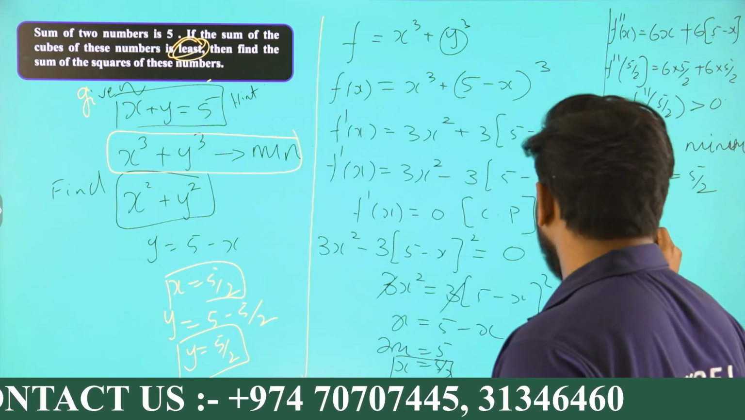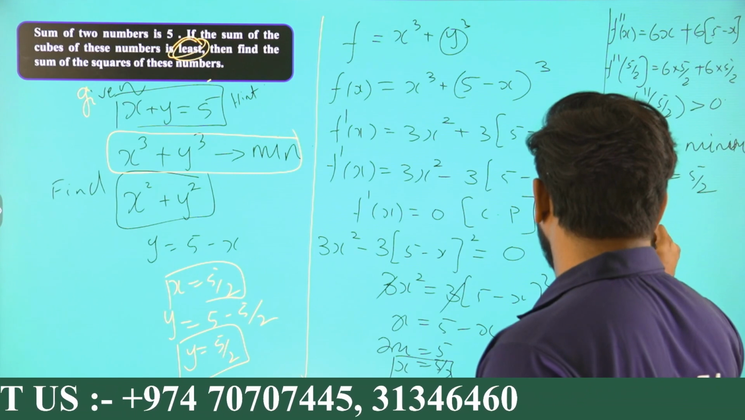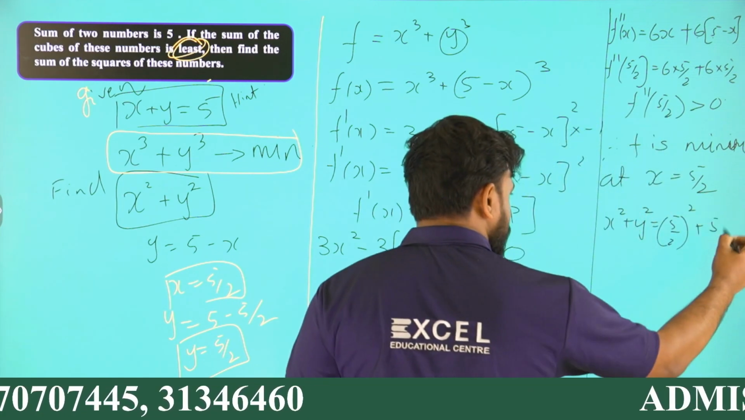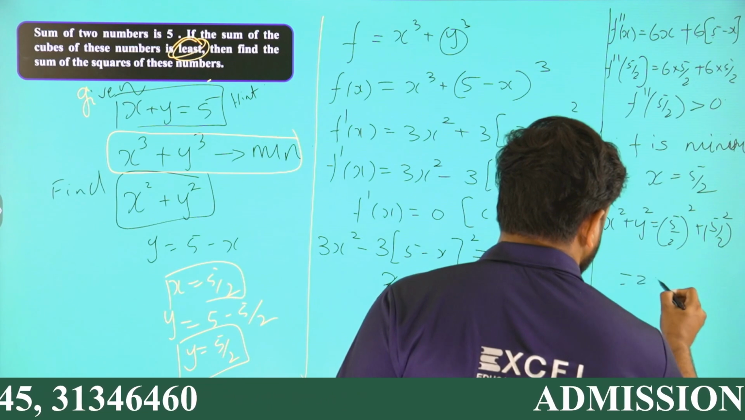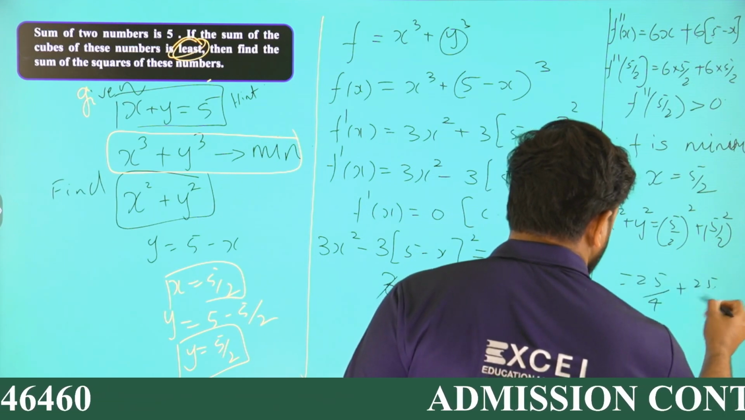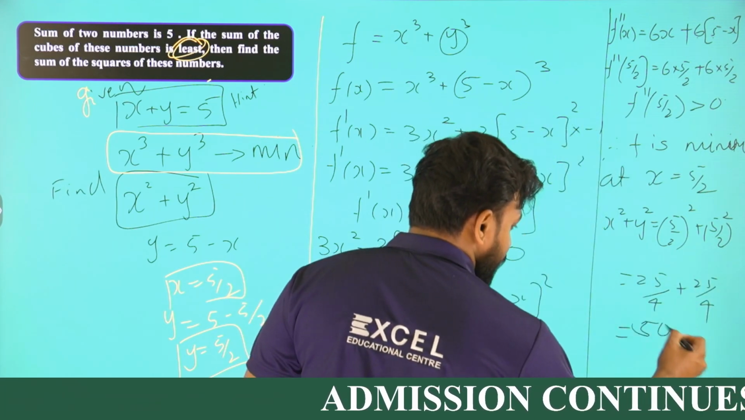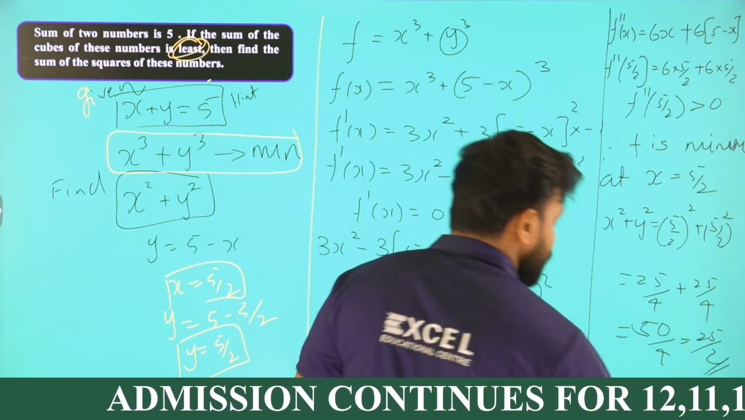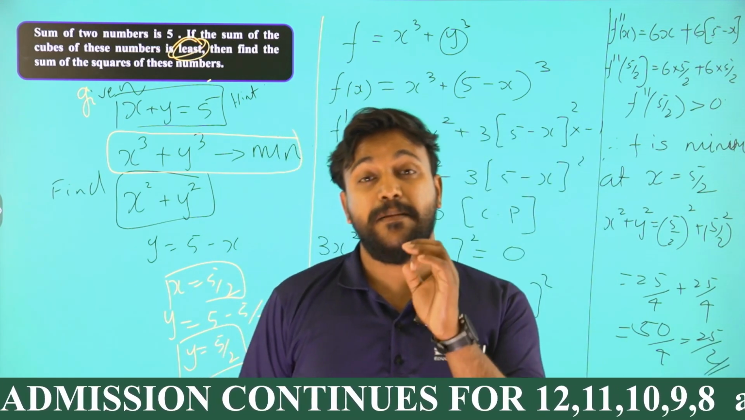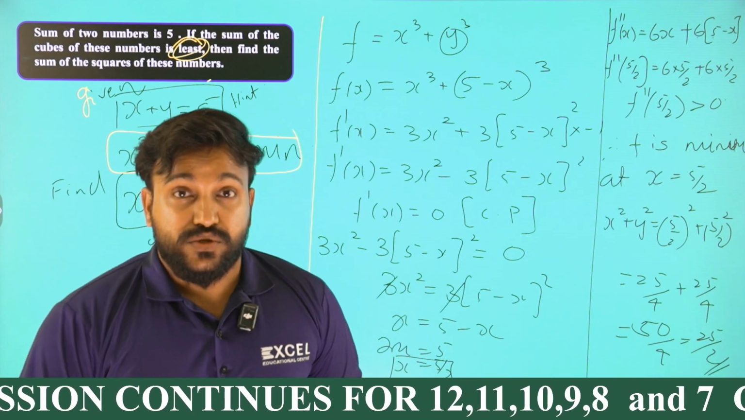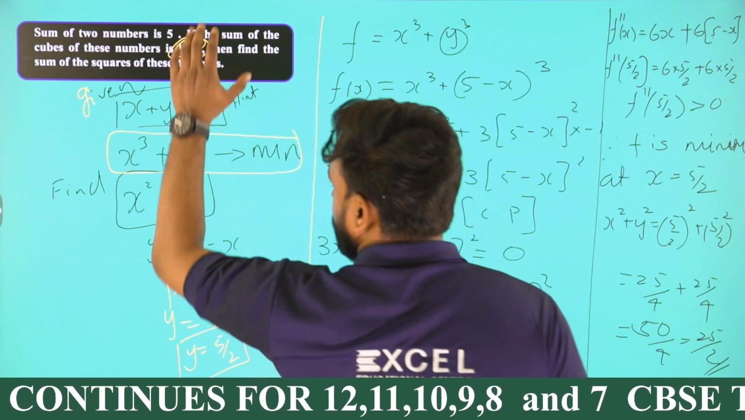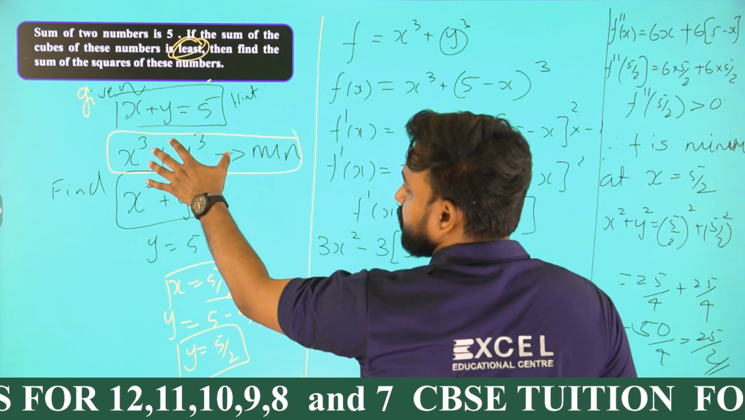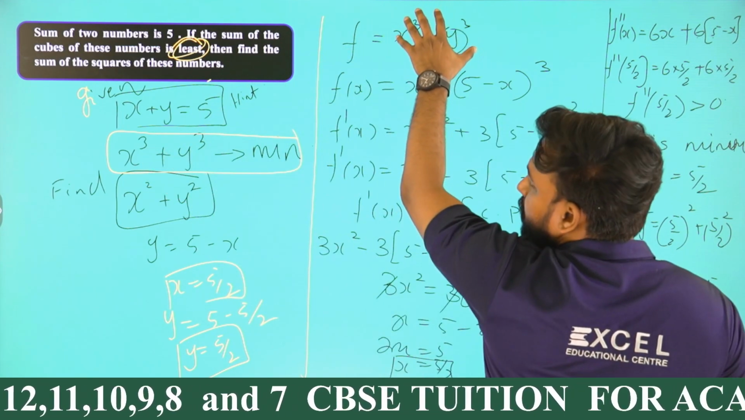Then what do they need to find? x square plus y square. It's 5 by 2 the whole square plus 5 by 2 the whole square. It's 25 by 4 plus 25 by 4. It's 50 by 4. It's 25 by 2. That's the value for x square plus y square. So this question is a word problem, and we built a function from it, and that function is a two variable function.